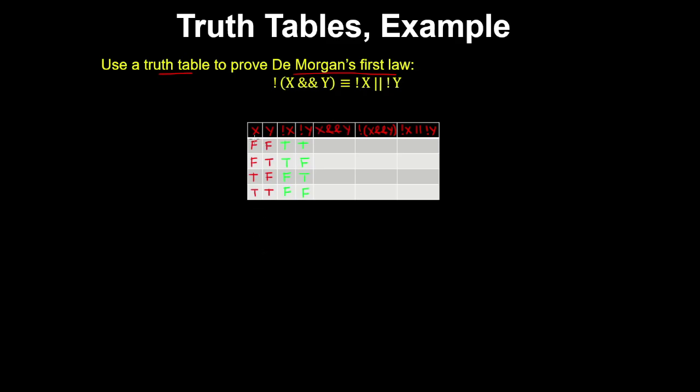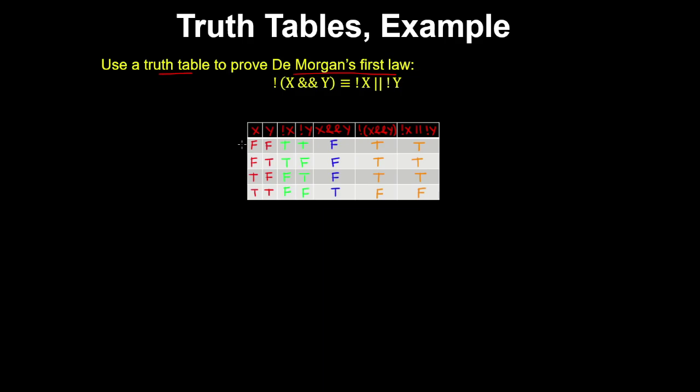So x and y is false and false, which is false, false and true is false, true and false is false, true and true is true. And not x and y is not false, which is true, not false is true, not false is true, and not true is false. And not x or not y is true or true, which is true, true or false, which is true, false or true is true, false or false is false.